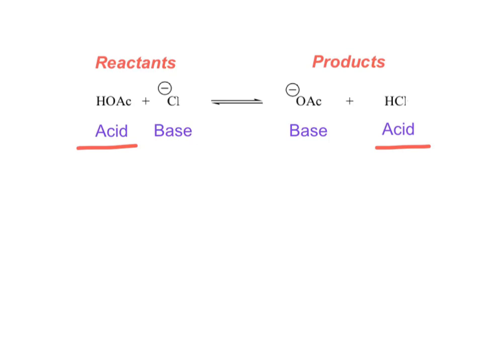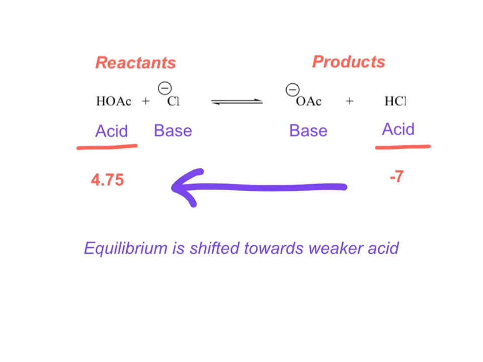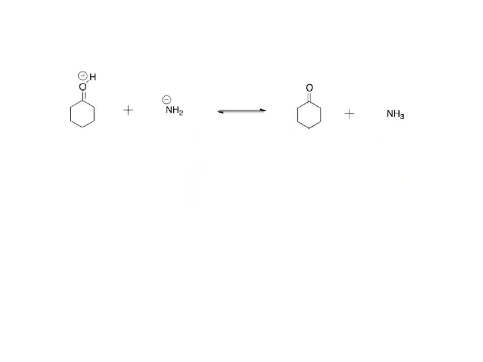Now let's go back to our reaction of equilibrium. We found the pKa values for the acids to be 4.75 here and -7 here. A higher pKa means it is a weaker acid and the equilibrium is shifted towards that side, so we will write the arrow pointing in that direction. Equilibrium is therefore shifted towards the reactant side.